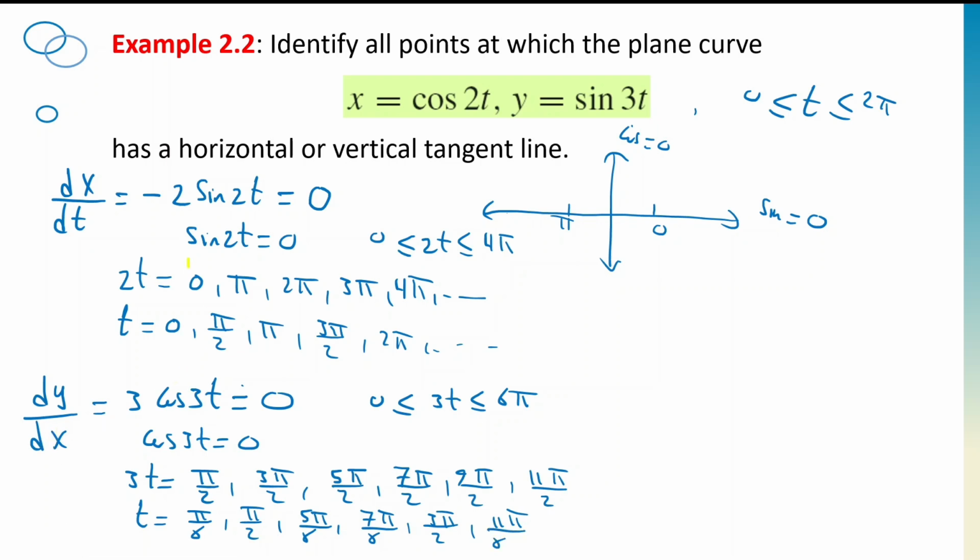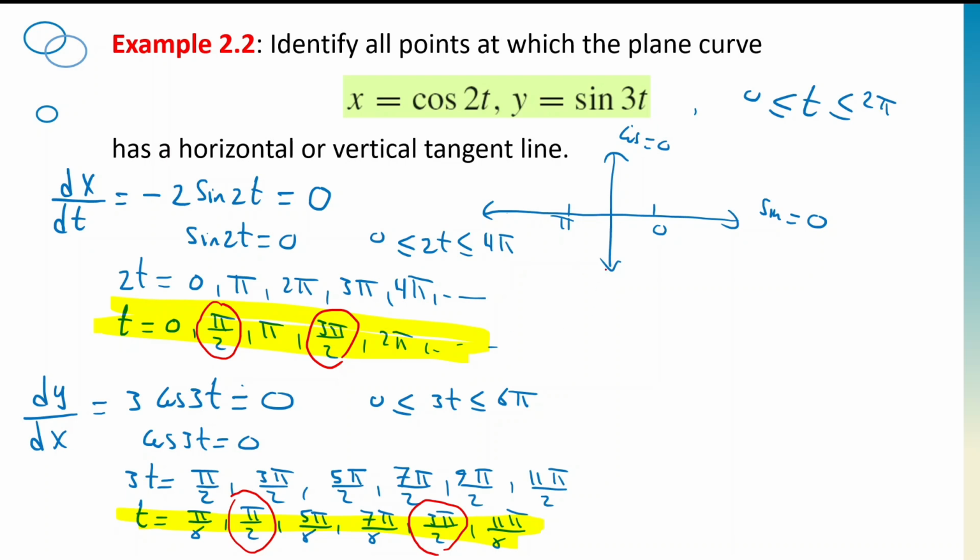Now I'll highlight this. I need you to look at the solutions we have. This is the one which makes x prime 0. And these are the values of t which make y prime 0. Now remember, anything in common between them gives the case of 0 over 0. So what's in common? Pi over 2, 3 pi over 2. So these cases where it gives 0 over 0, I'll exclude.